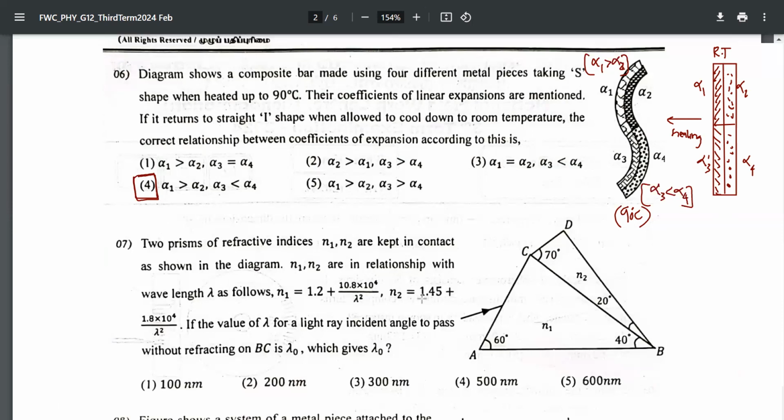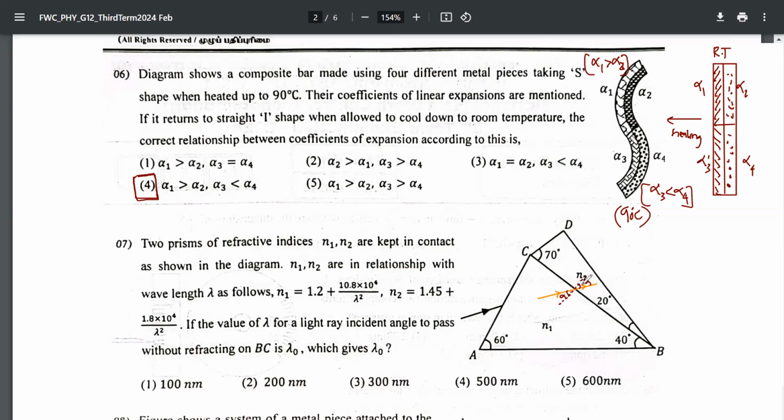Have you studied an equation like that? No, don't worry. They have given you an equation. If the value of lambda is such that a light ray incident at an angle passes without refracting on BC, what is the condition? It is going like this. Not perpendicular, they have not specifically said that. They have said for any angle, it should not refract. This is alpha, this is alpha.